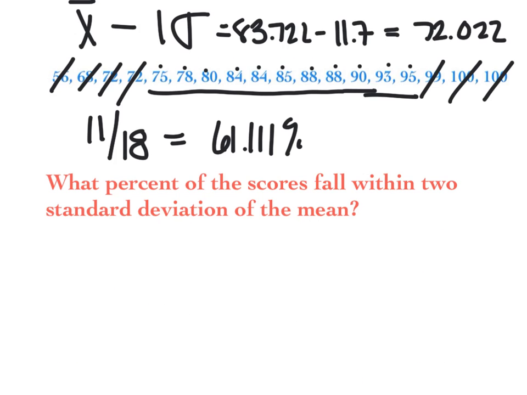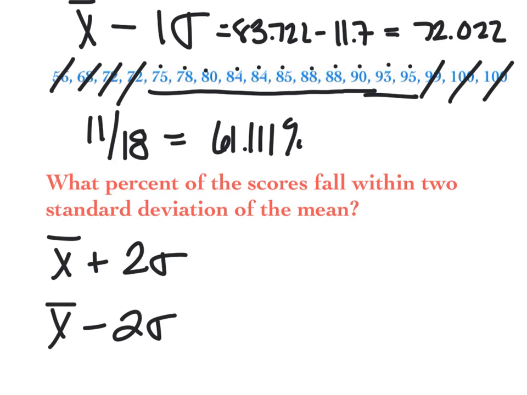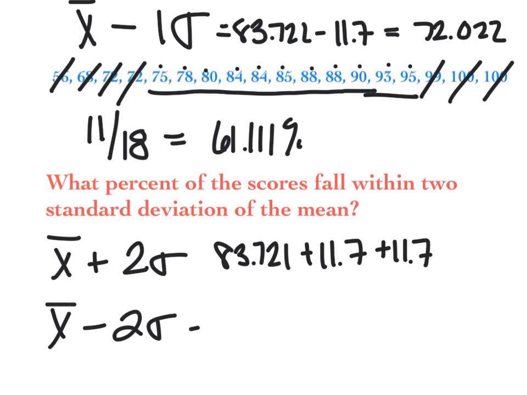What percent of the scores fall within 2 standard deviations of the mean? Well, it's just as easy. You take the mean and you add the standard deviation twice. And then you take the mean and you subtract the standard deviation twice. So again, I'm going to take that 83.721 and I'm going to add 11.7 twice. And then I'll take that 83.721 and I'll subtract it twice. Okay, if it said 3 times, you would do it 3 times.